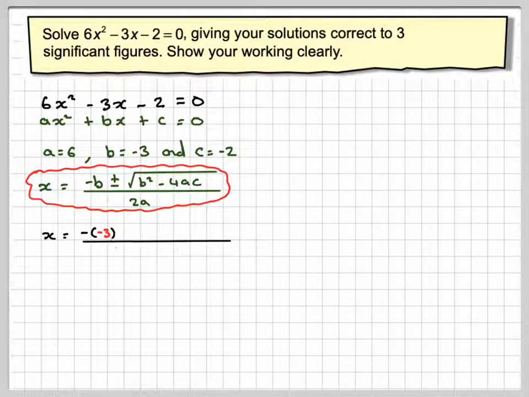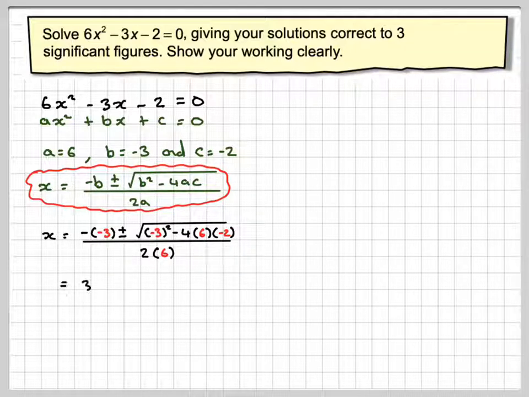minus minus 3 plus or minus the square root of minus 3 all squared. Now if you don't use brackets there, a lot of students will do minus 3 squared, which becomes minus 9, which is not correct. Minus 4 times a, which is 6, times c, which is minus 2. Again, substituting carefully using brackets, divided by 2 times 6.